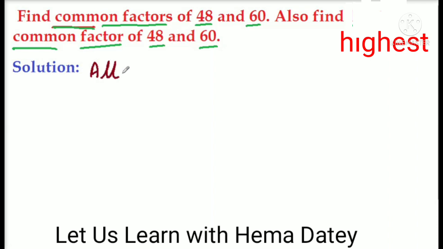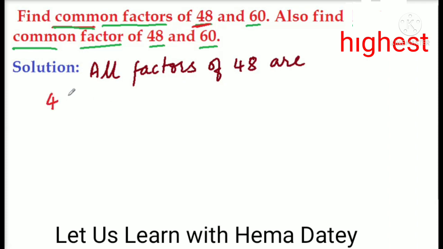All the factors of 48 are, let's do it quickly. We'll try to find out the factors a little quickly. If we divide 48 by 1, we get two factors. We get 1 and 48.